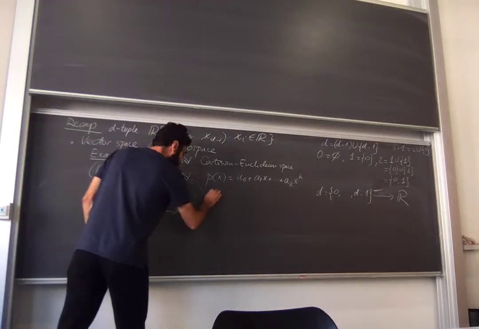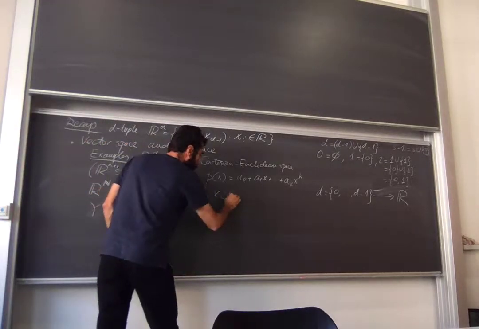Such that xi belongs to R. You know, I forgot to say that this is xi belongs to R for any i from 0 to d minus 1. Right? That's what I should have written there. And this is the same thing here. Okay, so R^N is the set of all sequences which are real-valued, meaning that this is true for any i in N.